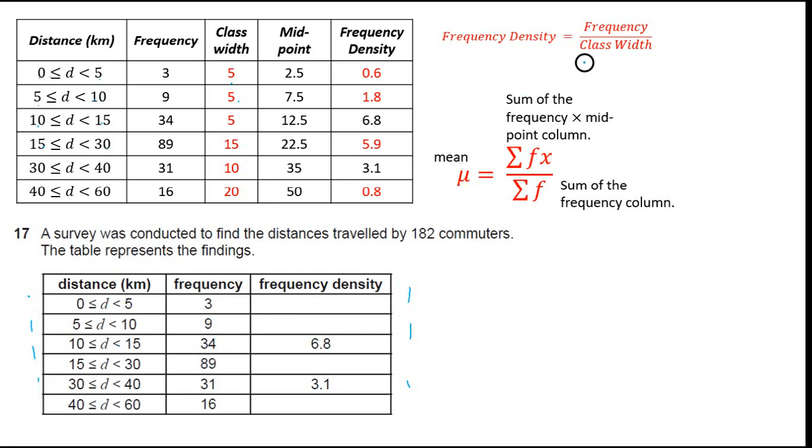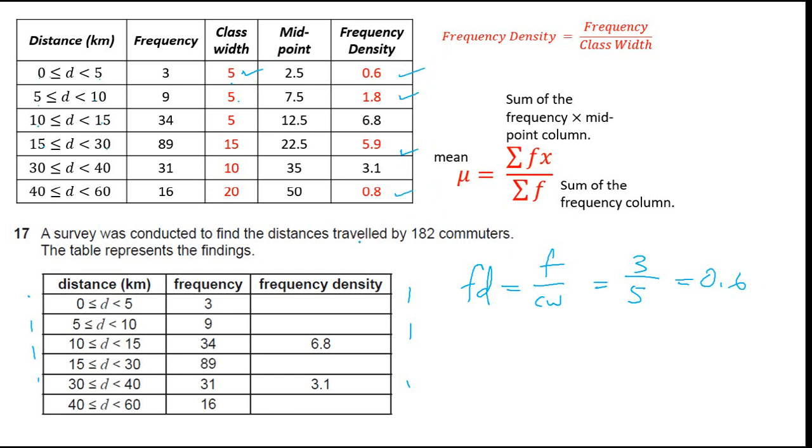So frequency density is calculated like this. Let's take the first one, and I want to know what the frequency density is. I'll take the frequency and divide it by the class width. The frequency here is 3. The class width here was 5 from our answer there. Can you see that? Once you do that, you get 0.6. And that's how you continue to find those missing numbers.